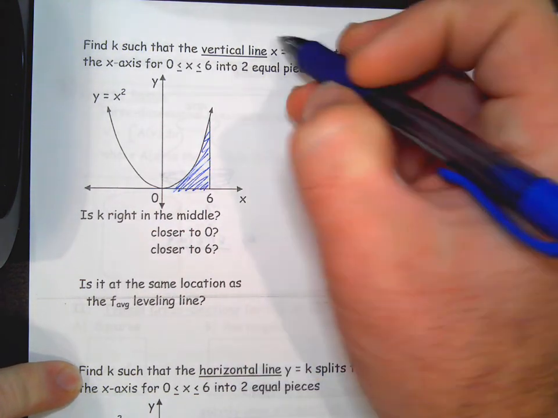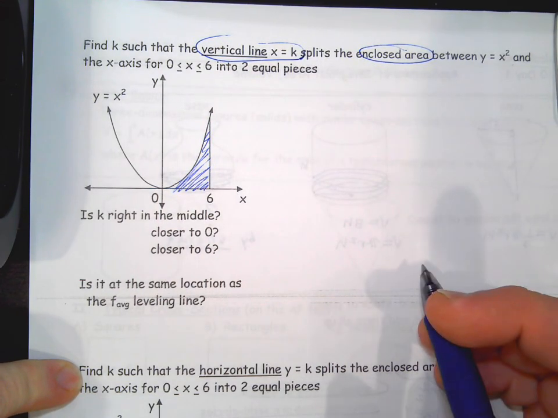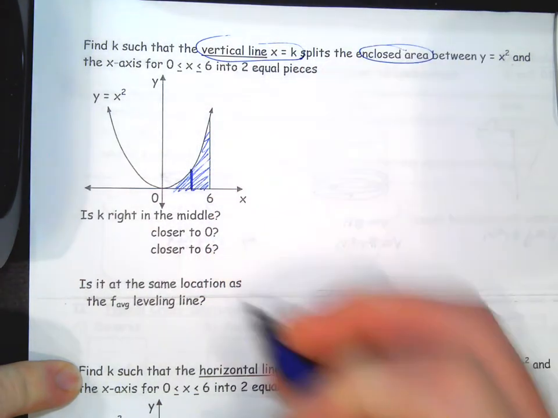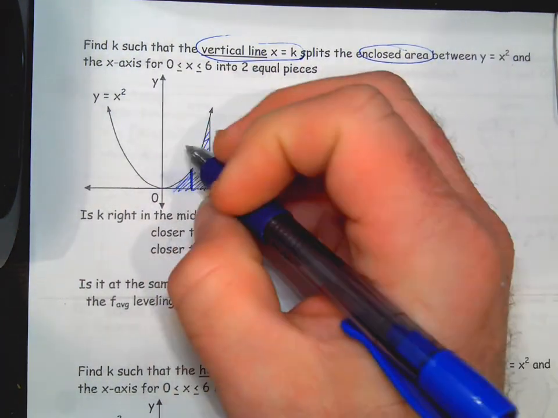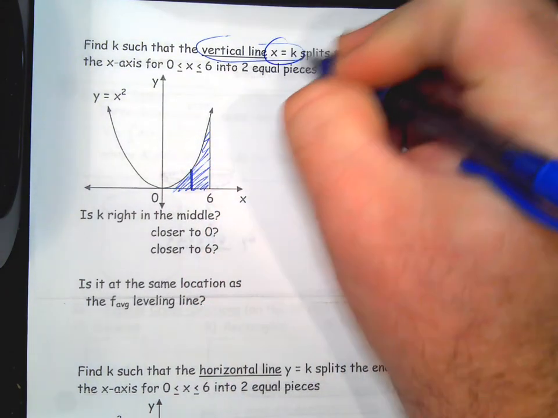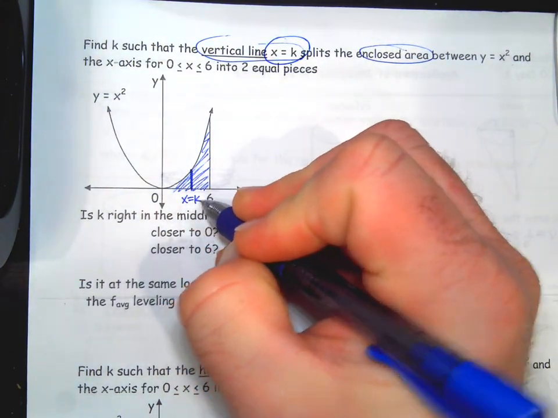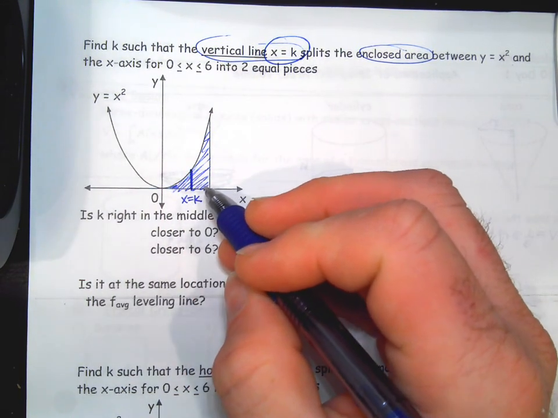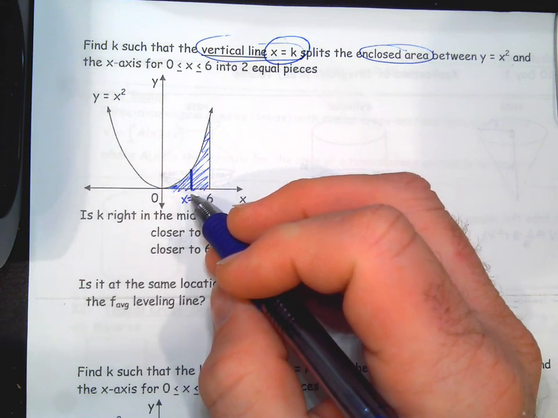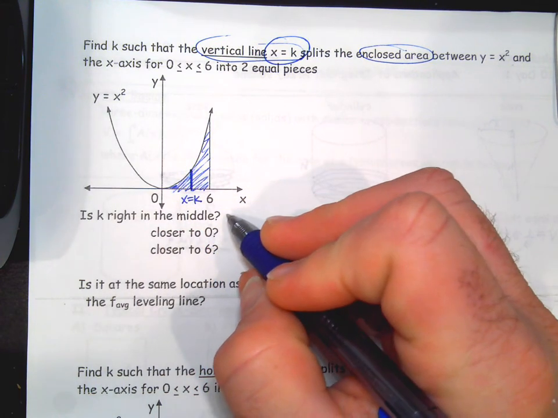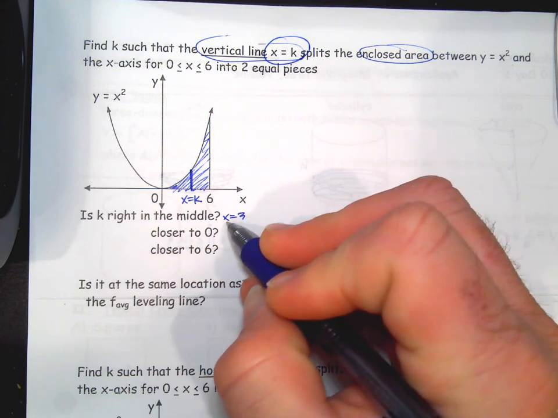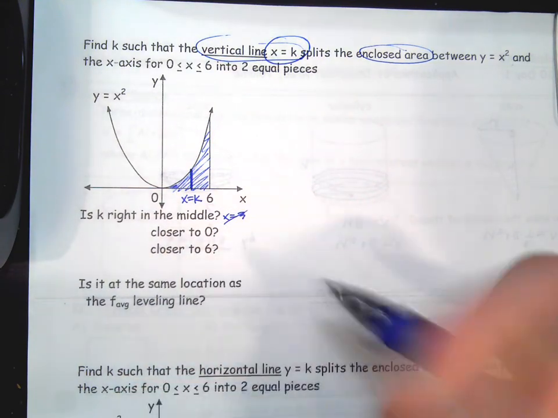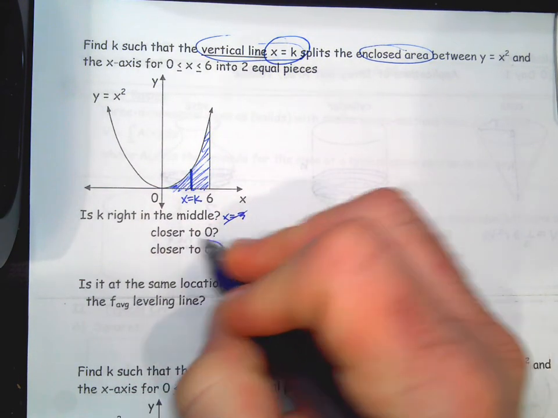And we want a vertical line that cuts it in half, two equal pieces. So some vertical line has got to cut it into 2 equal pieces. And they say x equals k. So we could draw that right here, x equals k. So we're trying to figure out, well, what is that line that will cut this perfectly in half? Do you think it's going to be at 3? Probably not. Is it going to be right in the middle at x equals 3? Probably not, because I feel like we have a lot more area on the right of that. So I think it's got to be closer to 6, right?